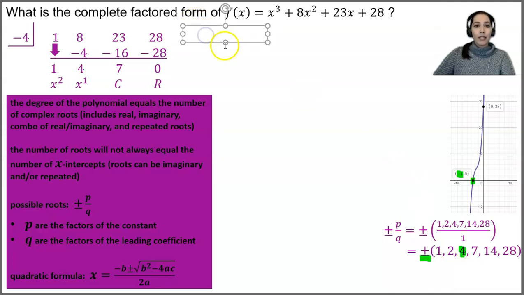So to write this one out nice and neat, it would be 1x squared plus 4x^1 plus 7. And then I can go ahead and get rid of that 1 coefficient and then the 1 as an exponent.